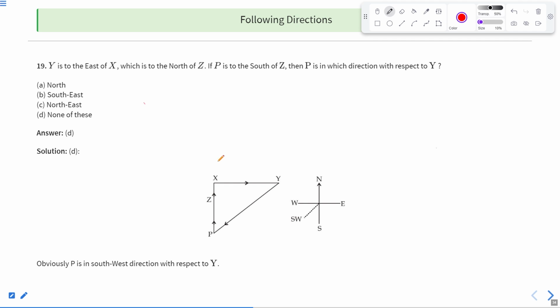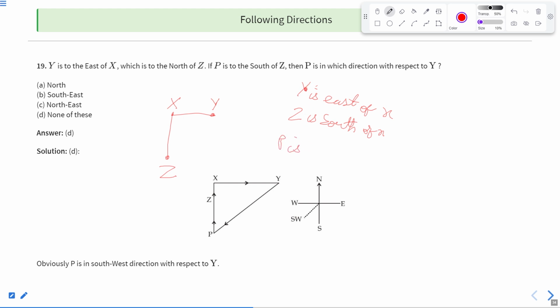19th. Y is to the east of X. This is X. Y is to the east of X. X is to the north of Z. So Z is to the south of X. Z is south of X and Y is east of X. ठीक है.